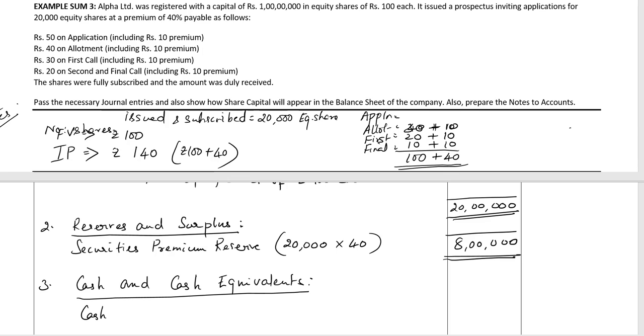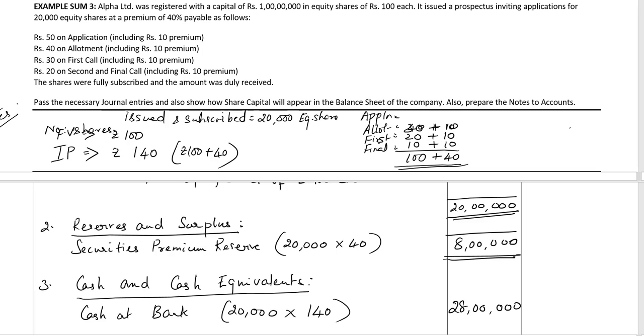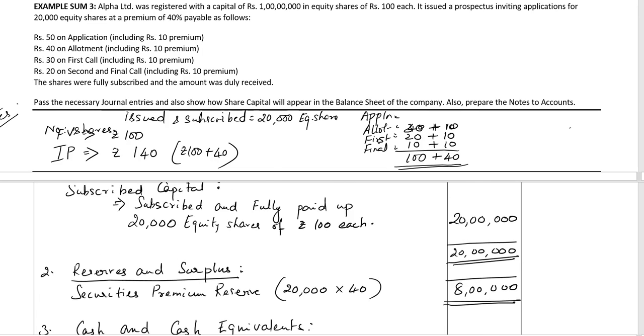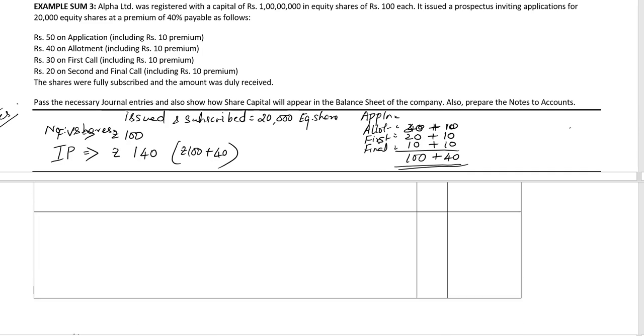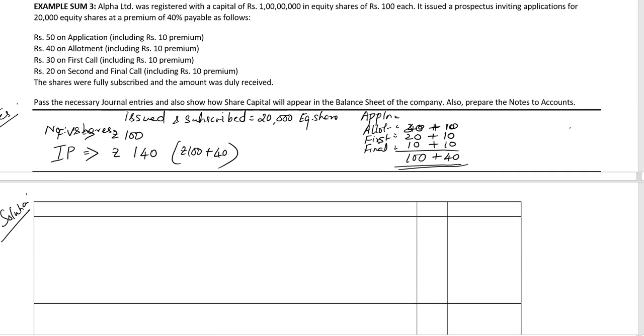Cash at bank. The total amount received is 20,000 shares multiplied by the issue price per share, which is 140 rupees. It comes up to 28 lakh rupees. The amount to be shown under cash and cash equivalents in the balance sheet. We've completed the notes to accounts. Let's go back to the balance sheet.